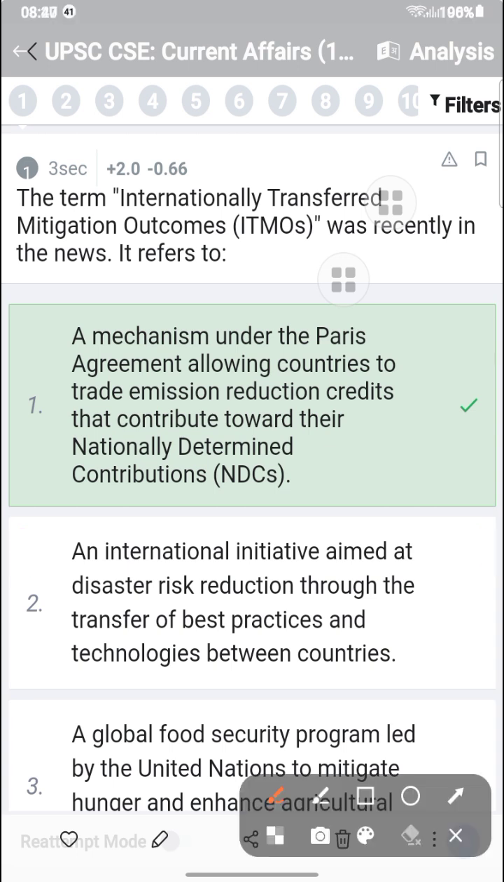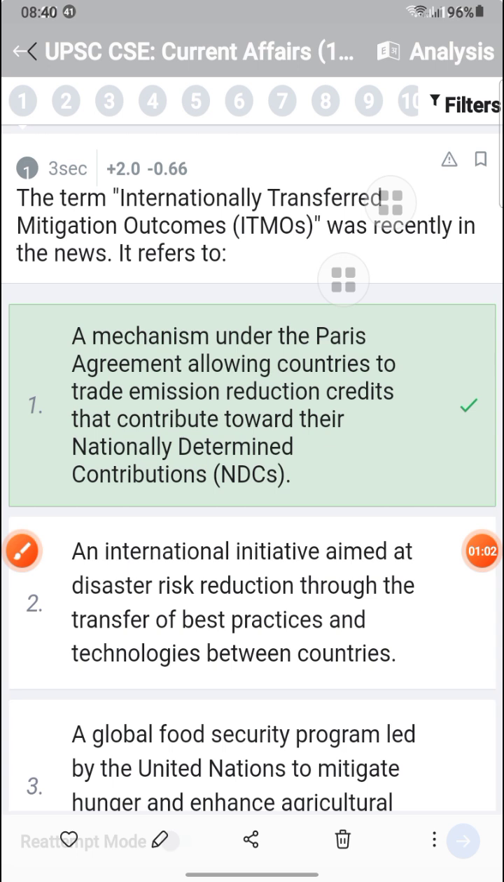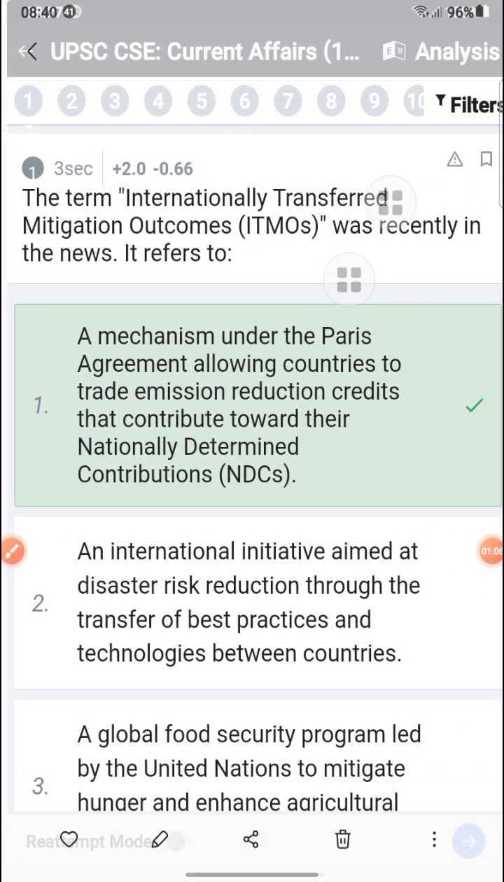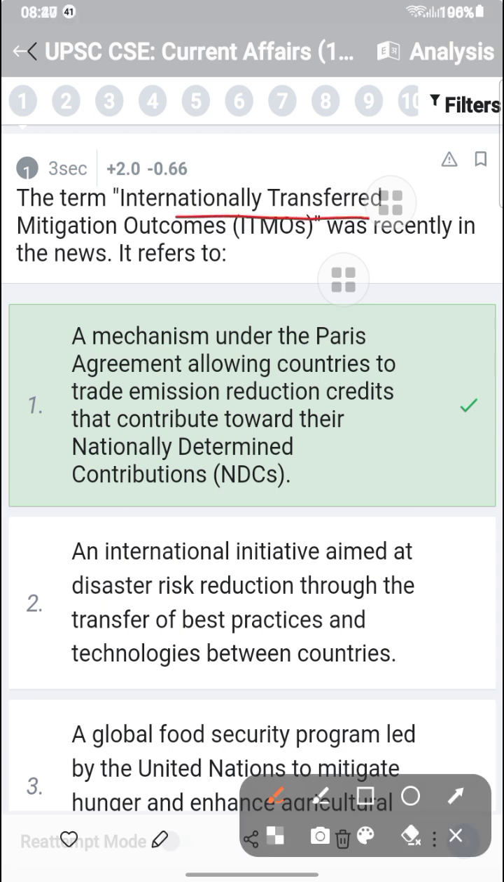First question is the internationally transferred mitigation outcomes. What is it in news? A mechanism under the Paris Agreement allowing countries to trade emission reductions.